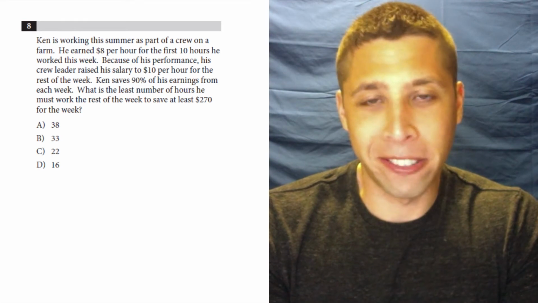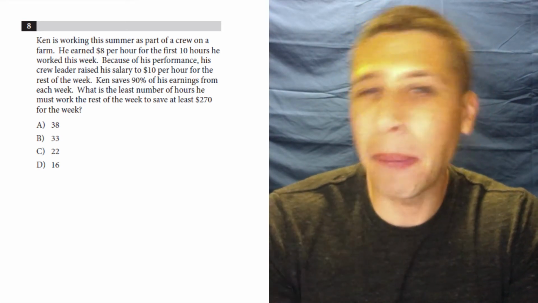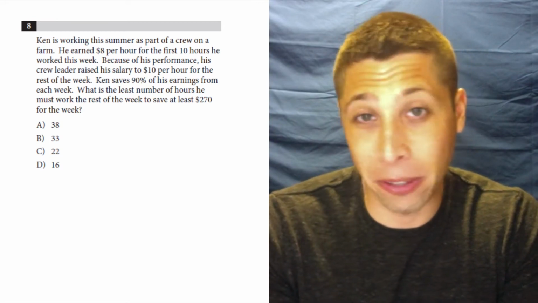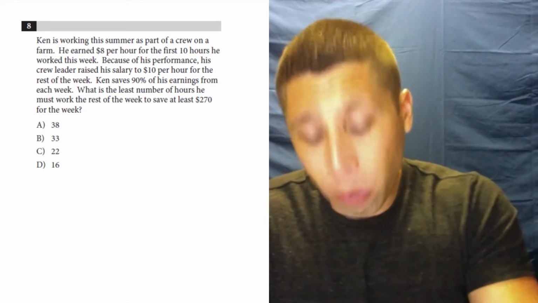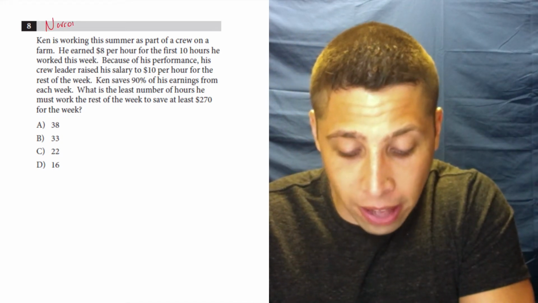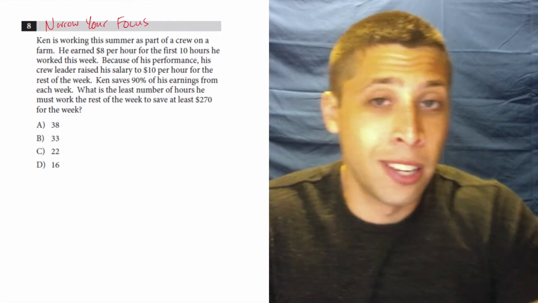Pretty much everybody gets this question wrong. Not because they don't know how to, not because they do some math wrong, more just because they never even try, because they're just like, this is way too much information. And so we should use a strategy that helps us a lot on the reading and writing. Narrow your focus. Just take it one piece at a time.